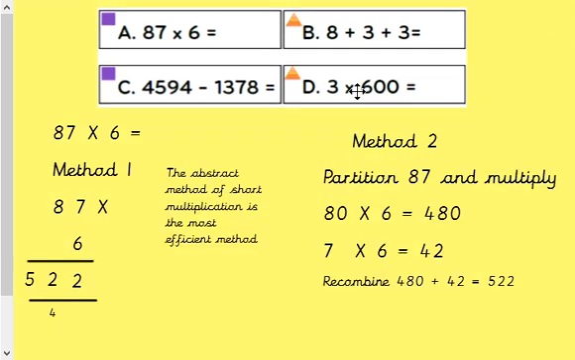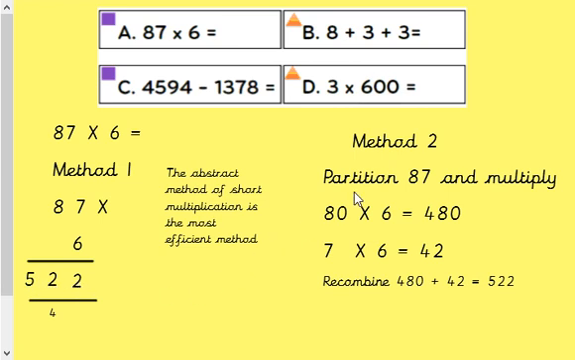Okay, second question we'll look at this morning is question A, 87 times 6. Well, method 1 will be straightforward abstract method of short multiplication. That's your most efficient method. 7 6s are 42. And then we've got to carry that 4 across into the tens column. So 6 8s then would be 48. And then you must add in that 4 to give you 52. So our total answer then would be 522.